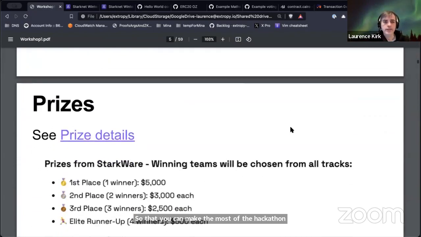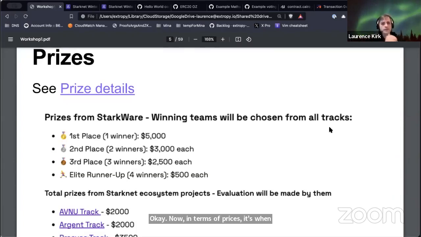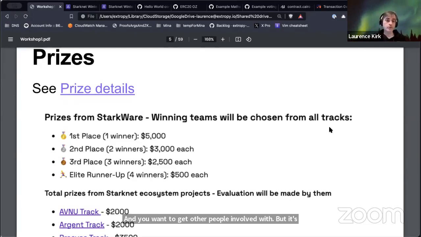Okay. Now, in terms of prizes, when you're thinking about a hackathon and how to approach it, obviously you're going to be thinking about the prizes that are available. Now, there are perhaps two ways to look at this. Maybe you'll be wanting to aim for a prize. Of course, you don't have to do that. You can still partake in hackathons without aiming for a prize if it's just that you want the fun of participation, or maybe you've got a particular project you want to try out and you want to get other people involved with. But it's worthwhile thinking this through before you start, because it will change the approach that you take to the hackathon.